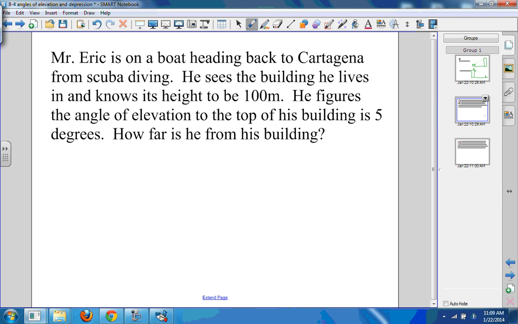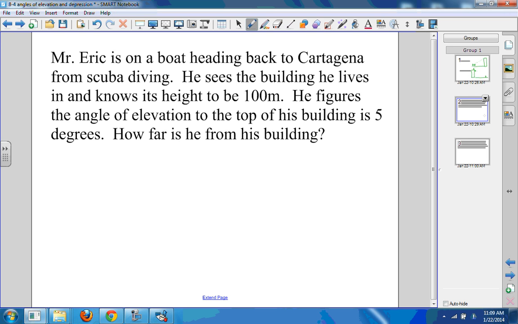So first we have Mr. Eric, who is on a boat heading back to Cartagena from scuba diving. He sees the building he lives in and knows its height to be 100 meters. He figures the angle of elevation to the top of this building is 5 degrees. How far is he from the building?